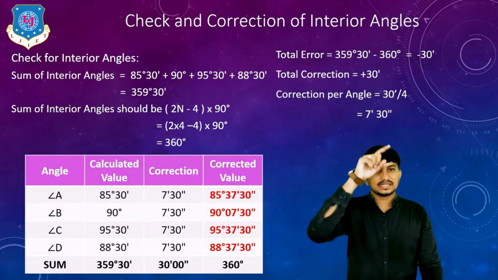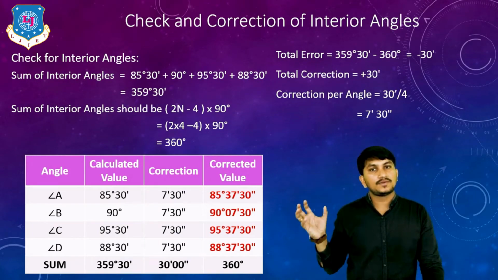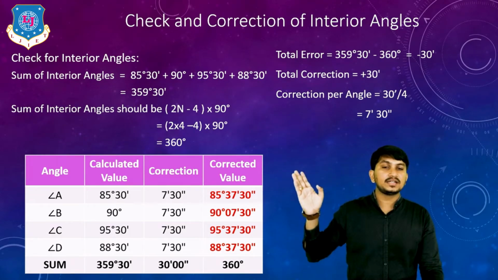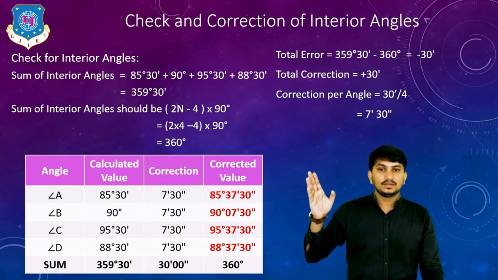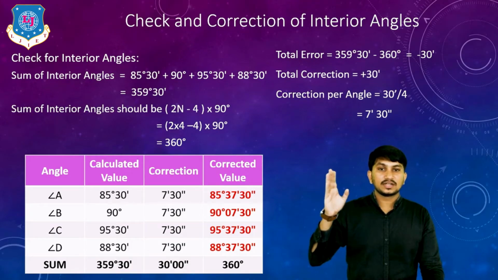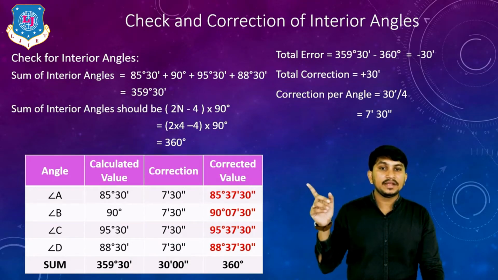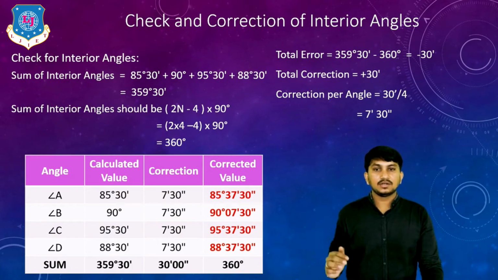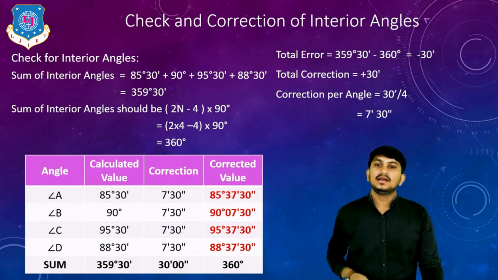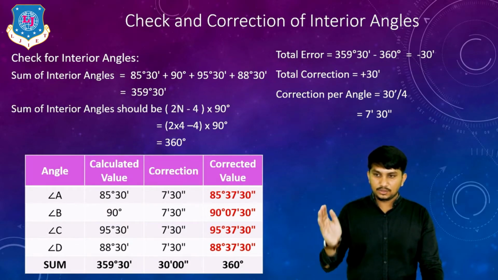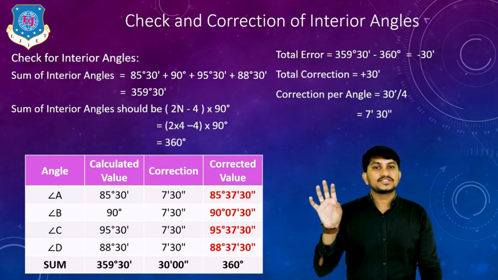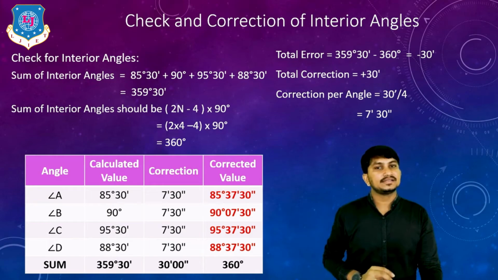So we have to add this correction per angle in all found angles. Angle A, calculated value is 85 degree 30 minute. After adding this correction, the corrected value of angle A is 85 degree 37 minute 30 seconds. Like this, we can find out whole angles A, B, C and D. After correcting these angles, the sum of interior angles is 360 degree. This is called check and correction of interior angles.